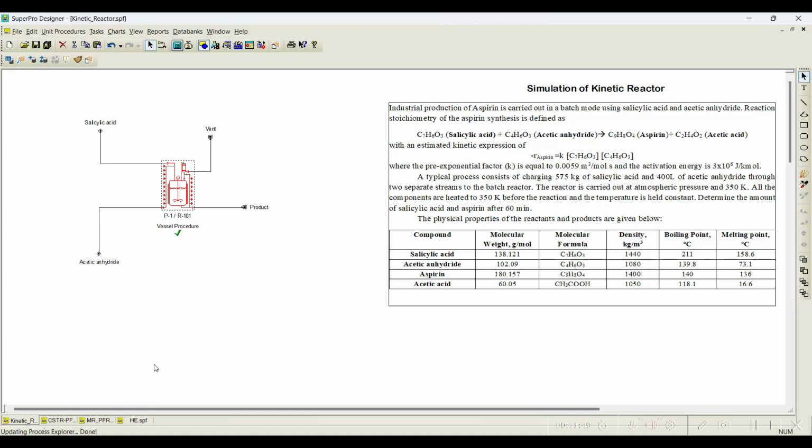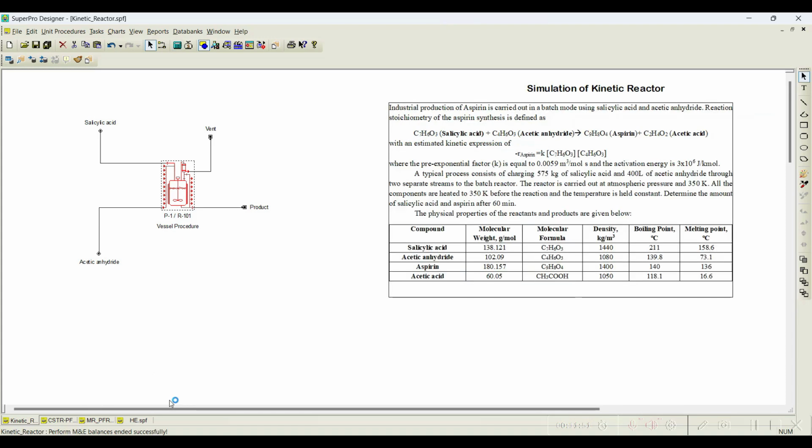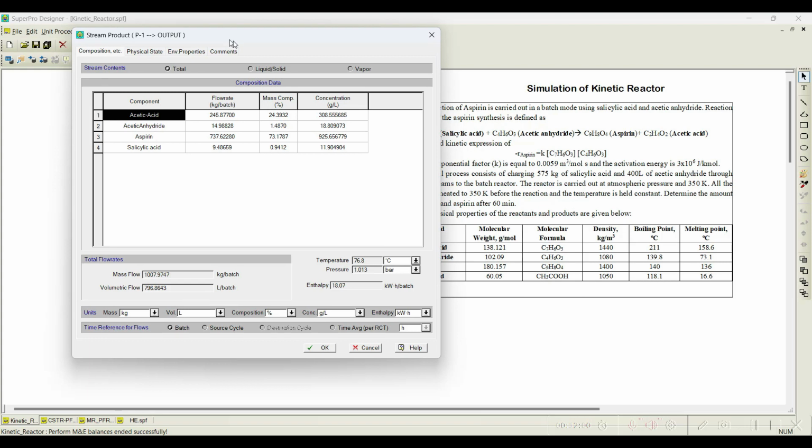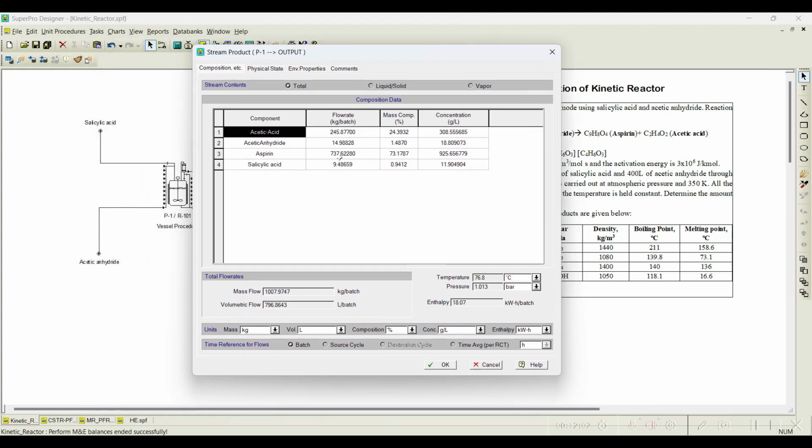Let us simulate and check if we get any error. So the mass balance ended successfully, there are no errors. So we go to this particular product stream, and we can notice that around 737.62 kg of aspirin is produced, and almost 9.48 kg of salicylic acid is available. Mostly we have converted all the reactants to products.